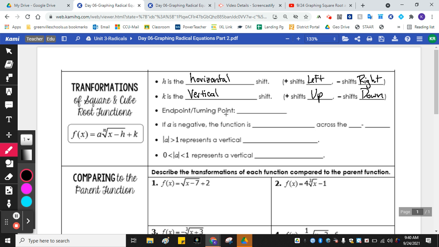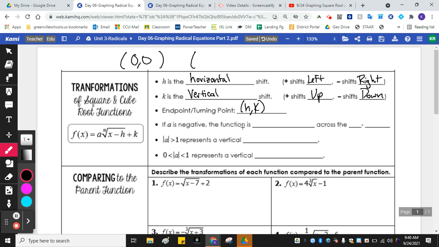Your endpoints, if you notice, both of your endpoints or turning points start at (0, 0). But the x is affected if you move left or right, and left or right is H. So your turning point is H, and up and down is K. So your turning point or endpoint will actually be (H, K). Easiest way to find that.